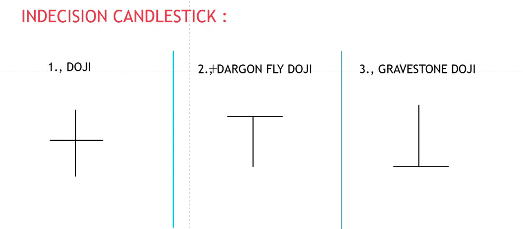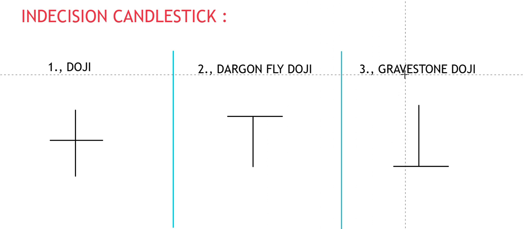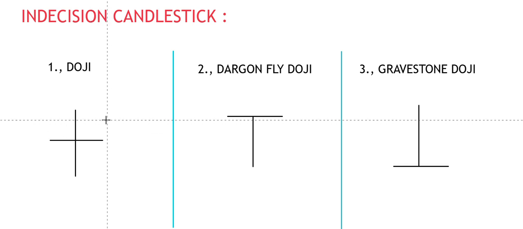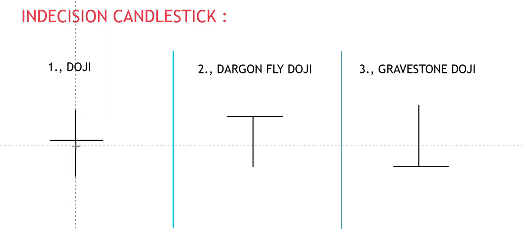First is Doji, second one Dragonfly Doji, third one Gravestone Doji. First we are going to see about Doji. Doji is the structure of a cross, which looks like a plus symbol.